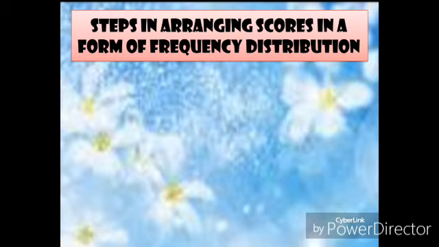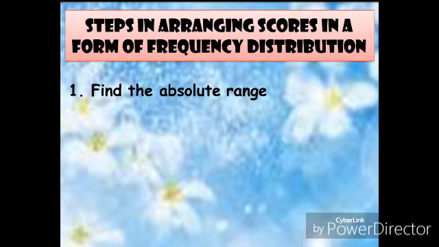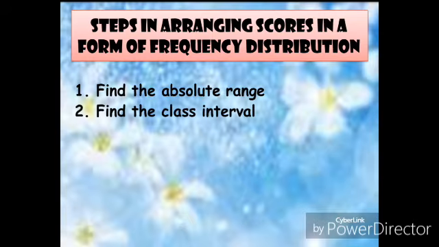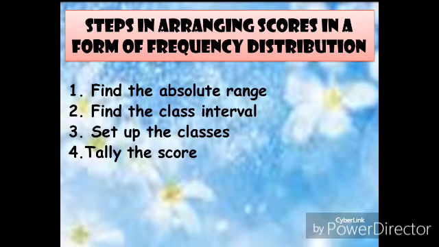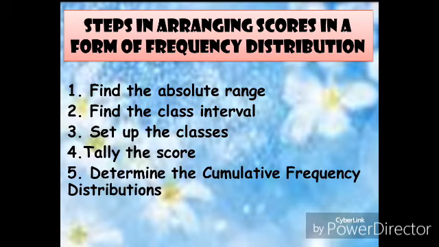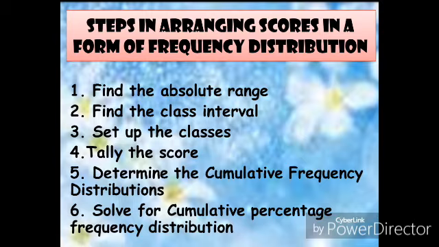What are the steps in arranging the scores in the form of a frequency distribution? Yes, correct. It is 1. Find the absolute range. 2. Find the class interval. 3. Set up the classes. 4. Tally the scores. 5. Determine the cumulative frequency distribution. And last, we must solve the cumulative percentage frequency distribution.